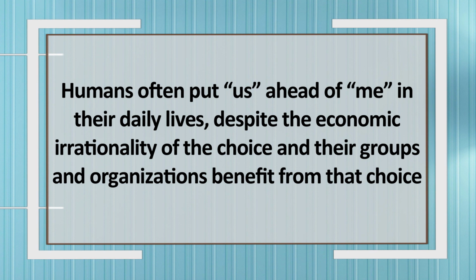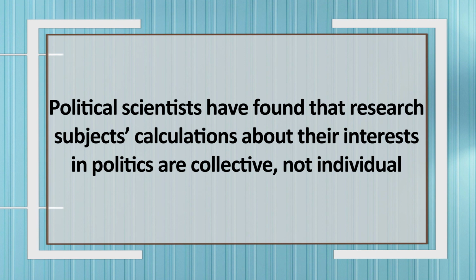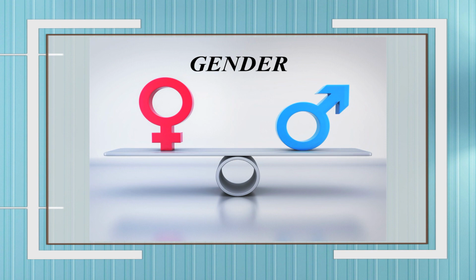Now let me make it clear that humans often put the us ahead of the me in their daily lives, despite the economic irrationality of the choice, and their groups and organizations benefit from that choice. For example, studies have shown that members of organizations, if they report themselves satisfied with their position, will see the group's interest as their own, even if objective measures would show a conflict. And political scientists have found that research subjects' calculations about their interests in politics are collective and not individual. Women who have done well in their careers will respond to politicians who want to reduce gender discrimination. Many managers compare their work to herding cats, but human beings are put together very differently from loner animals. In fact, we are far more prone to cooperate than our close relatives, the chimpanzees, are.